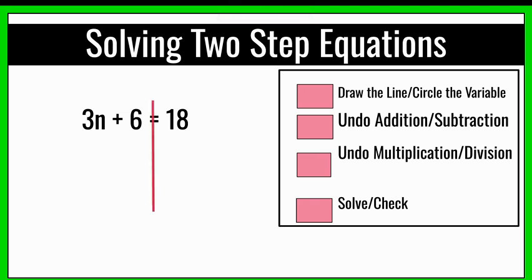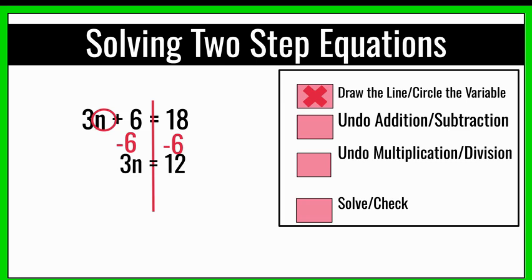So I'm going to separate the left and right side. Our variable is still n, that's what I'm looking to solve, but now there's two things that are happening to it. So n is adding 6 and it's being multiplied by 3. Remember that when a number is next to a variable, that's your coefficient, and that means to multiply. So since 6 is being added, the first thing I'm going to undo is addition and subtraction. So I'm going to subtract 6 from both sides. Positive 6 and negative 6 will cancel. 18 minus 6 is 12. So I'm left with 3n is equal to 12.